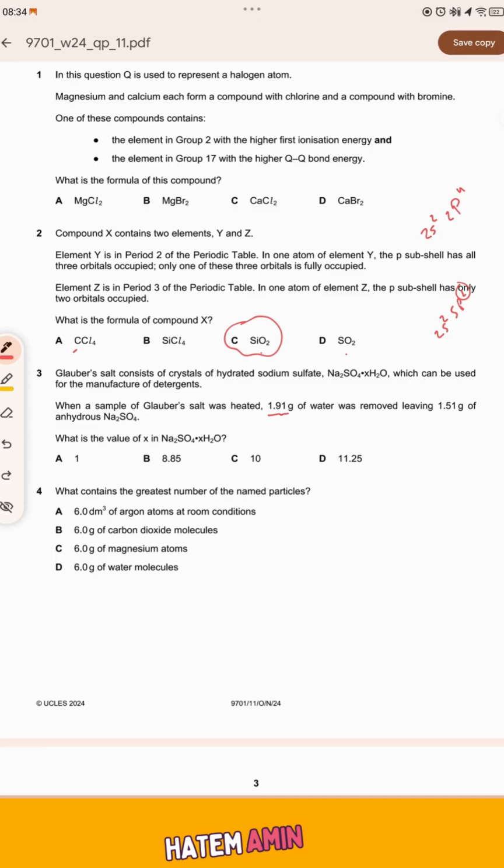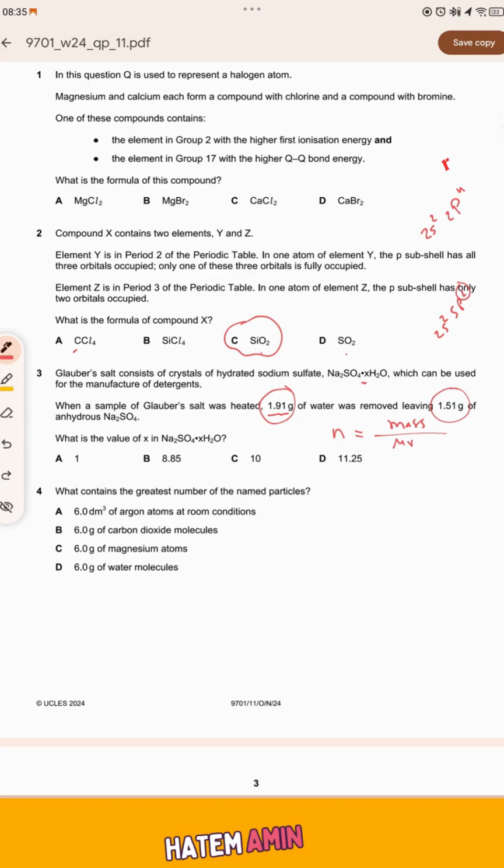Actually, we should find the ratio between the anhydrous salt and the amount of water which got removed from this amount of salt. From the stoichiometry of this compound, we can understand the number of water molecules combined with 1 mole of sodium sulfate. We should find how many moles are in 1.91 gram of water and how many moles are in 1.51 gram of sodium sulfate, and find the ratio between them. How can we find the number of moles? As we know, the number of moles equals the mass over the molar mass of each.